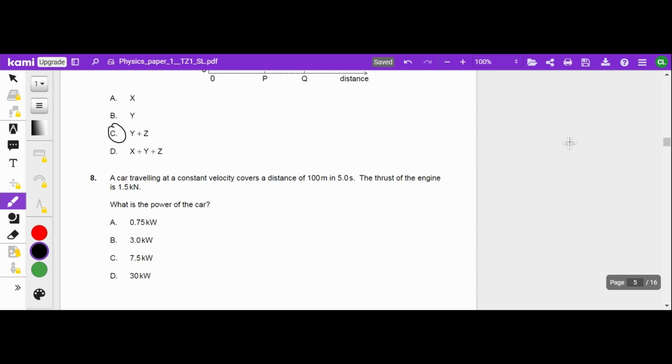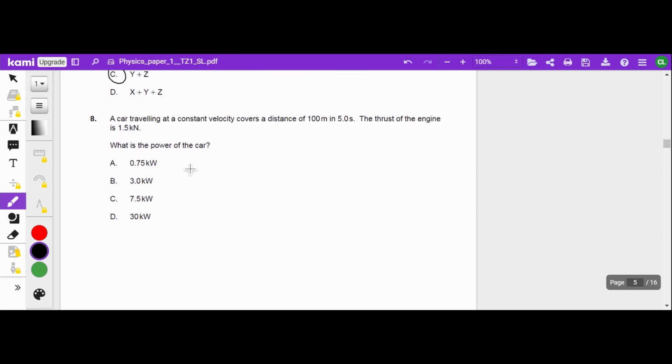A car traveling at constant velocity covers a distance of 100 meters in 5 seconds. The thrust of the engine is 1.5 kilonewtons. What is the power of the car? So we can find the velocity is 100 divided by 5, which is 20 meters per second. And if you check the formula booklet, power is equal to force times velocity, which is 20 times 1.5 kilonewtons, which is equal to 30 kilowatts. So D.